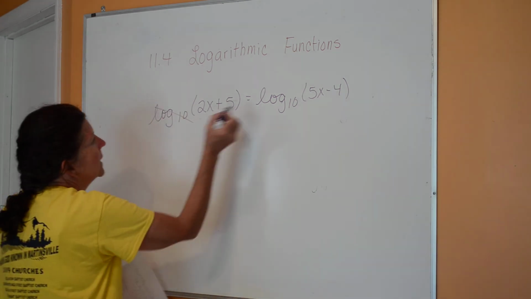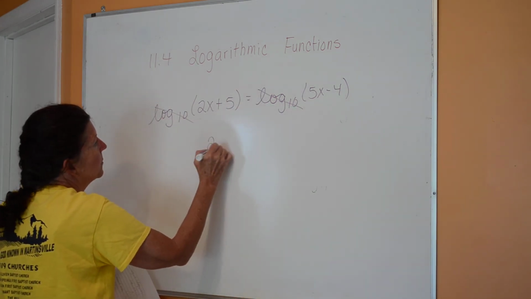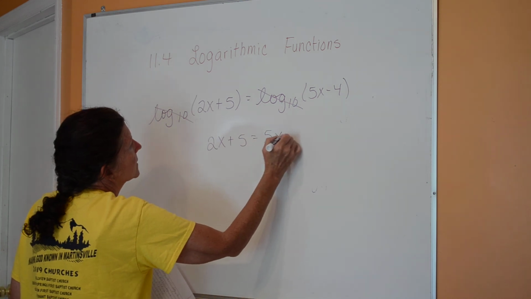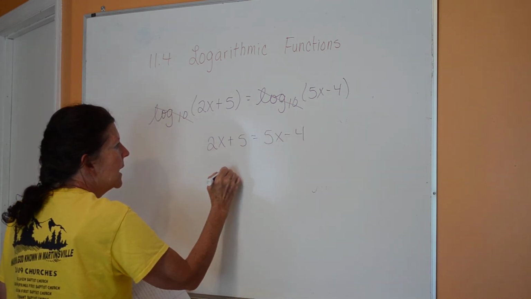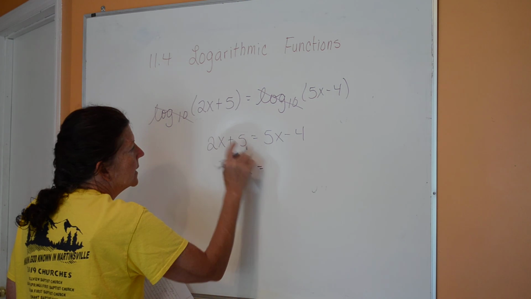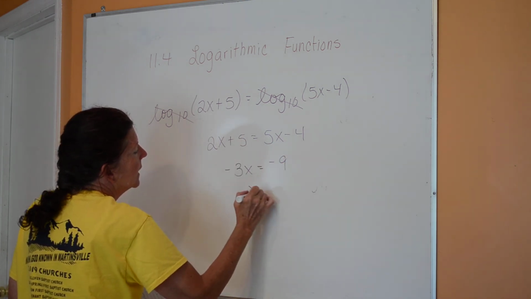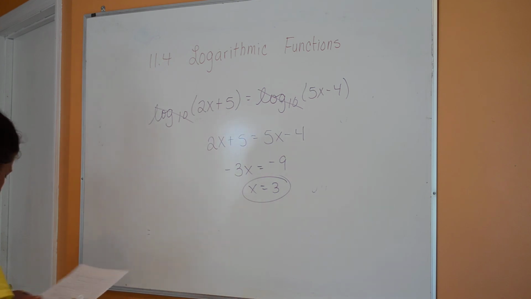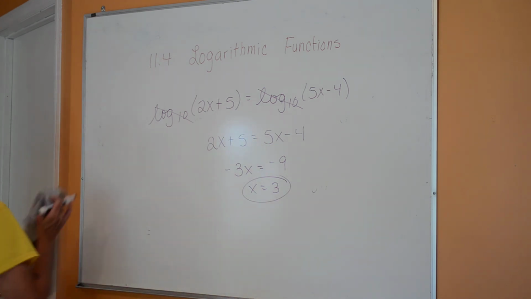All right, the log of 10 goes away, so I'm left with 2x plus 5 is equal to 5x minus 4. So I have negative 3x is equal to negative 9, x is equal to 3. That's what you should get as an answer for that one. Let's try one more.